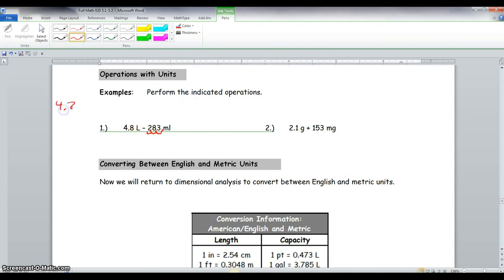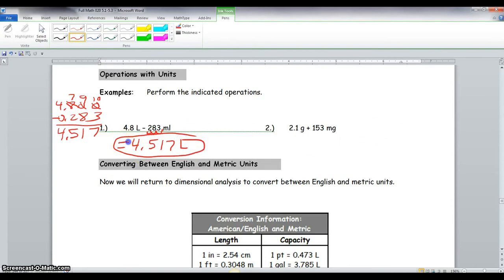We have 4.8 minus 0.283. We can add our zeros here. And we know this would be a 10, this would be a 9, and this 8 will become 7. 10 minus 3 is 7, 9 minus 8 is 1, 7 minus 2 is 5, bring down your decimal, and 4 minus 0 is 4. So your answer here will be 4.517, and it'll be liters because we converted everything to liters.